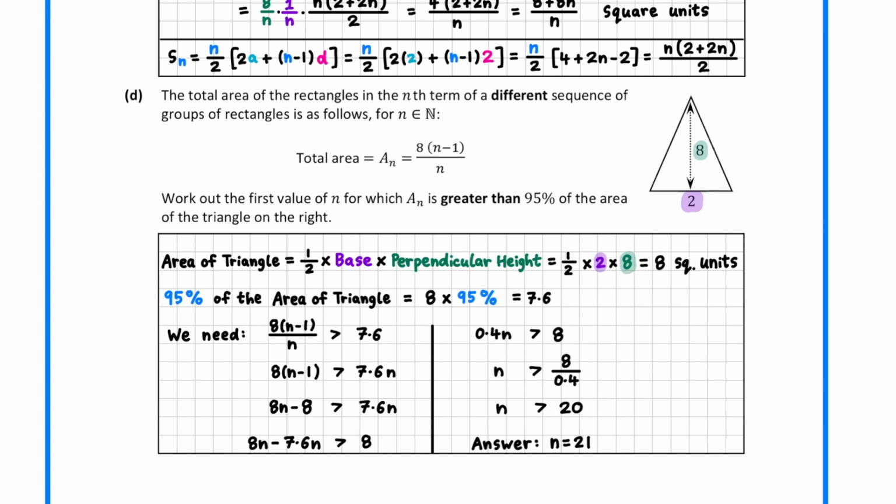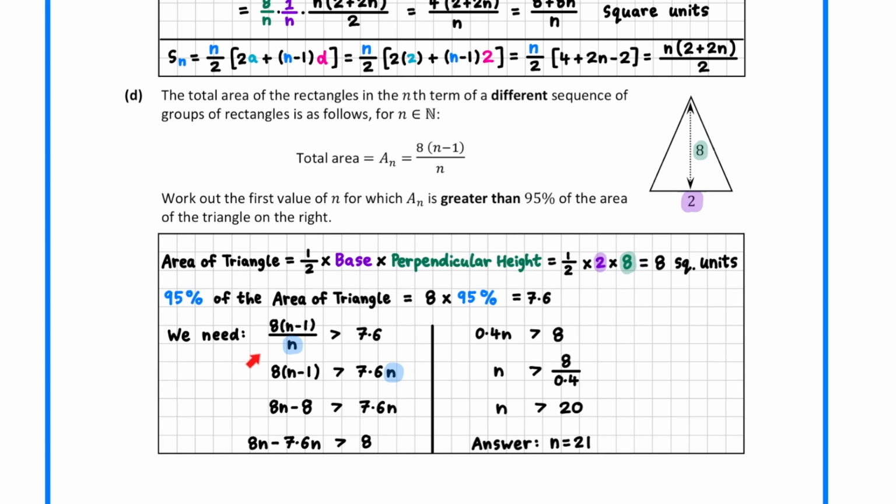To find 95% of the area, we multiply 8 by 95%, which gives us 7.6. We need An, which equals 8 times (n minus 1) all over n, to be greater than this value. We can solve this inequality to find the value of n.